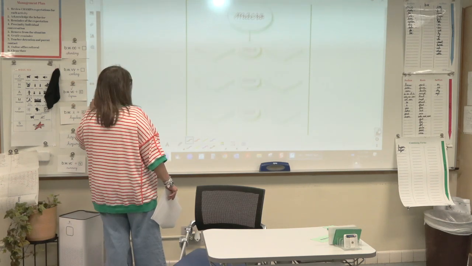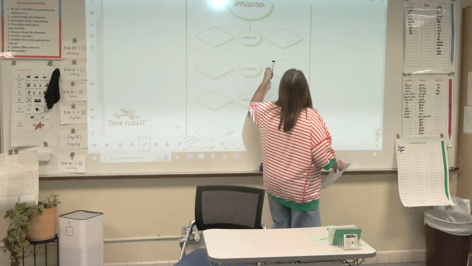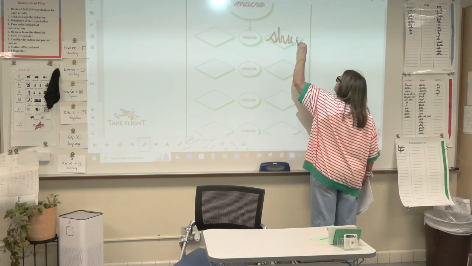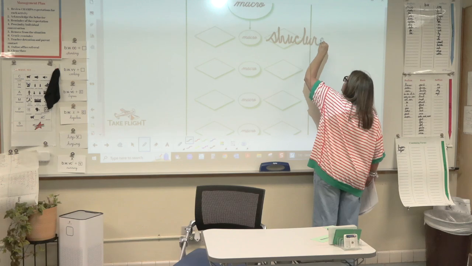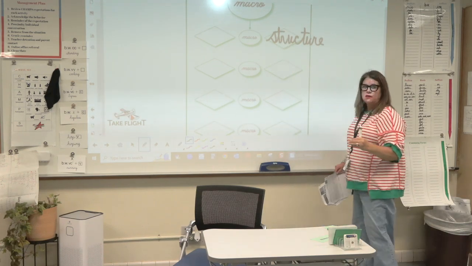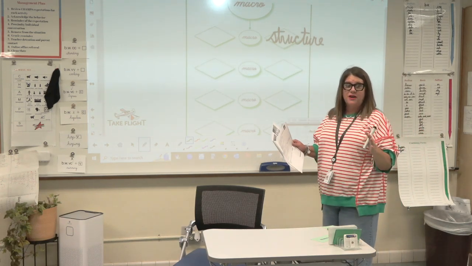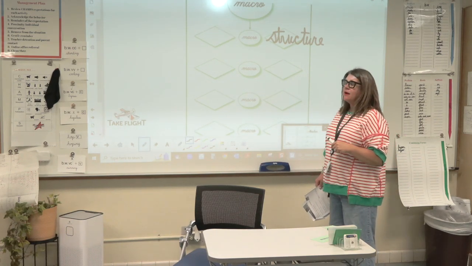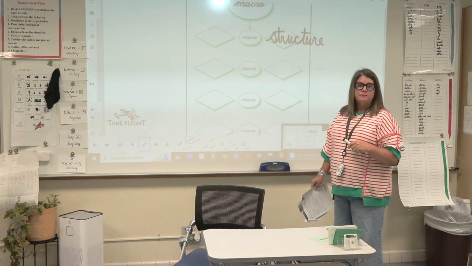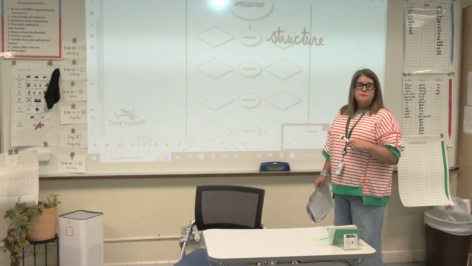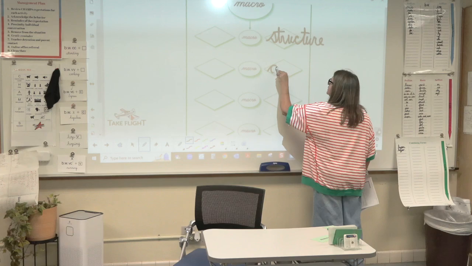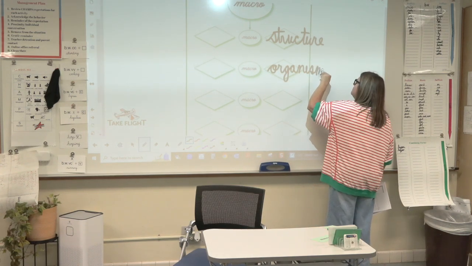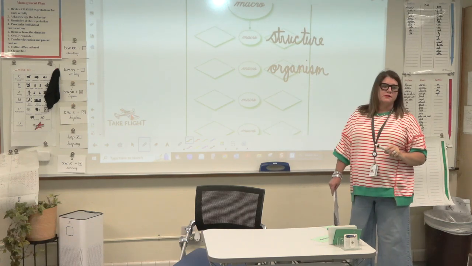We're going to add some words to the end. I'm going to add the word structure to the end of macro to start. S-T-R-U-C-T-U-R-E. Macrostructure, which means a building or something that is very large. Can you think of any other words that we could add to macro to make some new words? Macroorganism. Okay, so let's add organism. O-R-G-A-N-I-S-M. All right, macroorganism. What else?